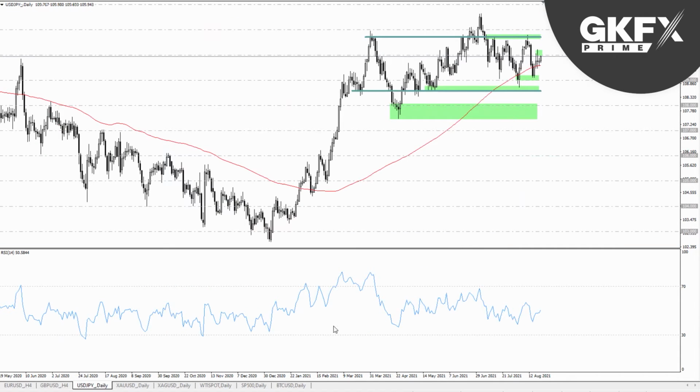Right, moving swiftly on to dollar yen. This is the daily chart. Basically, I think this is probably the best way of describing the situation: we have a horizontal range where we had one false break lower and one false break higher, and then we've pretty much traded in the range since.